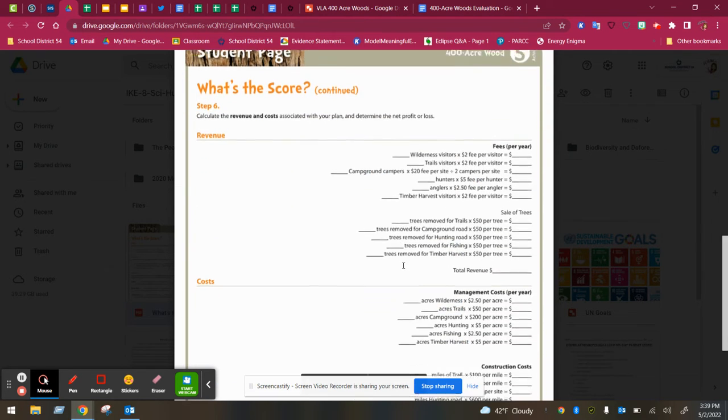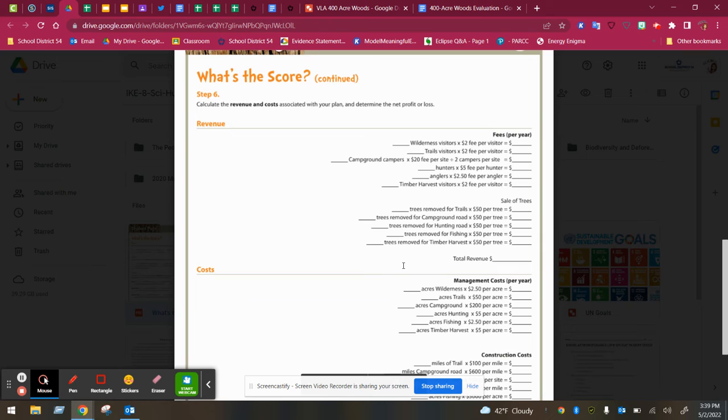Now in step 6, you're going to calculate your total revenue. Then you're going to calculate your total costs. So first, you're going to go back to your visitors, okay? Wilderness visitors, trails visitors, campground visitors, your hunters. Anglers are just fishing people. And then your timber harvest people, which I know we joked who's actually going to timber harvest. But regardless, we have them.